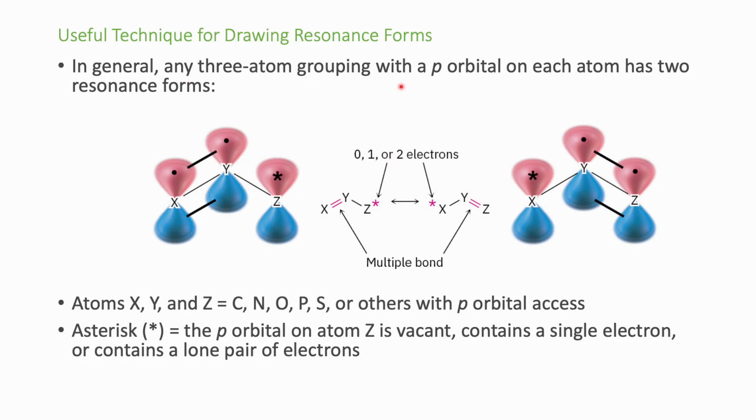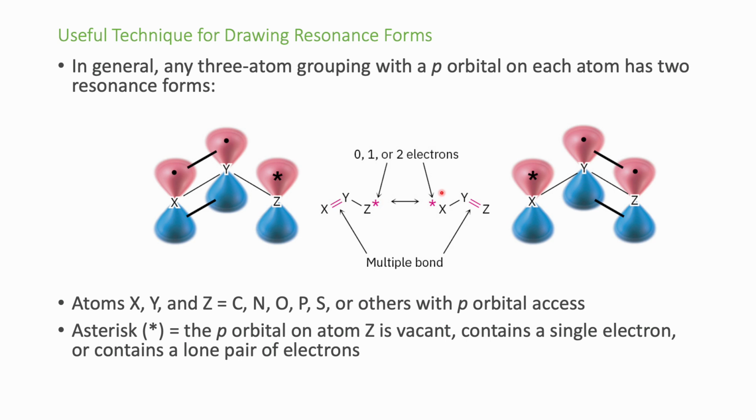In any 3-atom grouping where you have a p orbital on each atom, let's say, for example, a carbon, an oxygen, an oxygen, with carbon as the Y and the oxygens as the X and Z, you have a double bond between X and Y and a single bond to the other Z, the other oxygen, and you have a lone pair, for example. It could be any of those, but you have access to p orbitals because it happens to be an oxygen, whether it has a lone pair or not, or a radical.